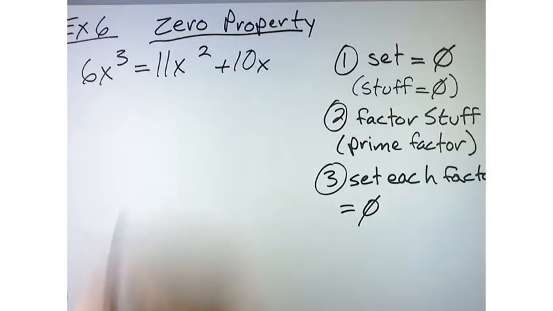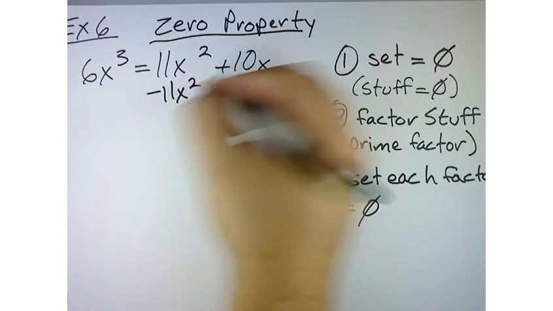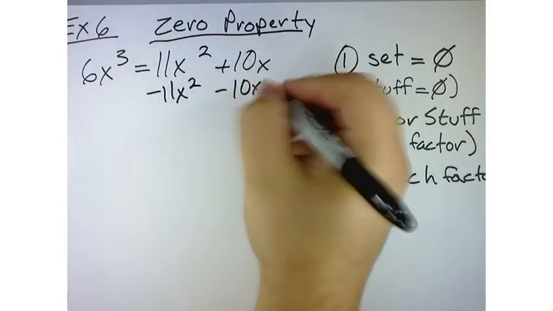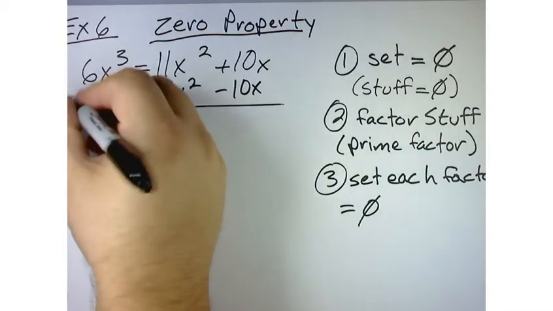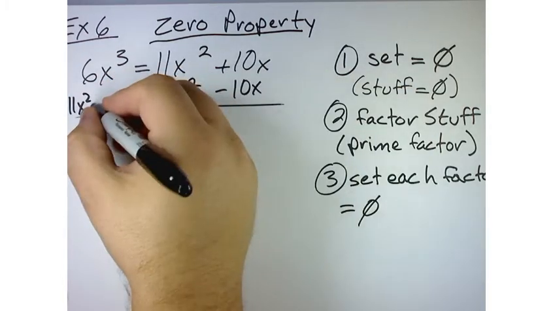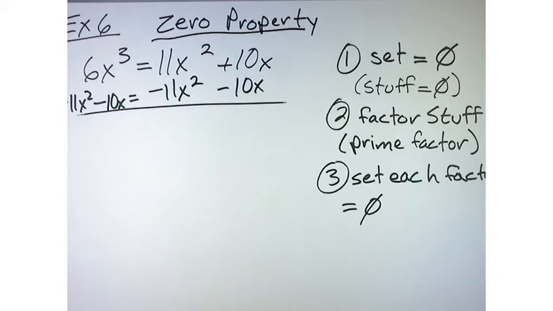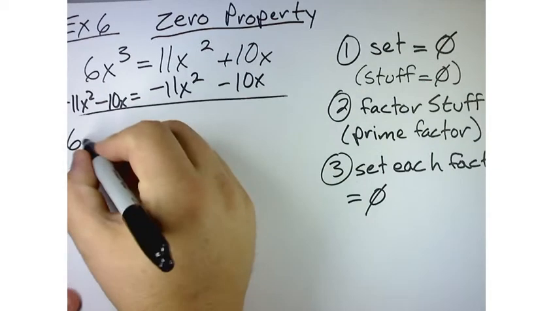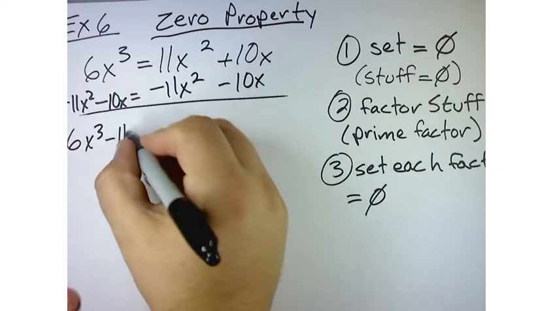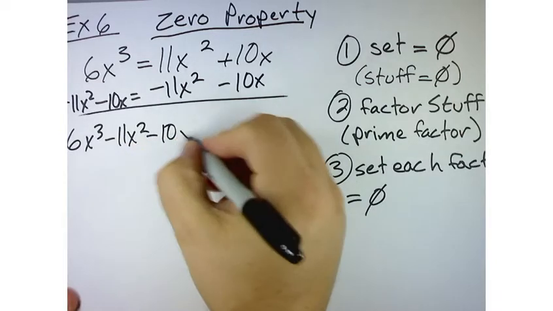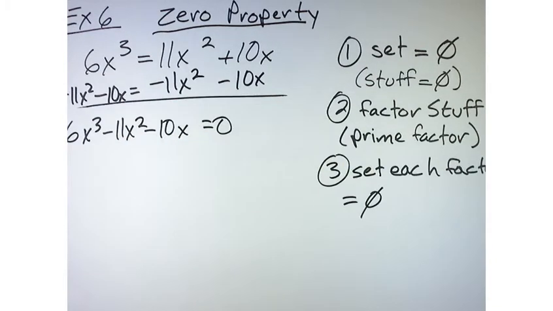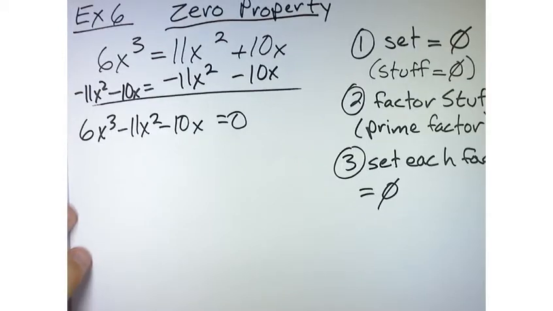So the first step, what do I got to do? Set it equal to 0. So I'm going to minus 11x squared here, and minus 10x here. Whatever I do on one side, I've got to do to the other. Now, can I subtract that 11x squared from the 6x cubed? No, they're not like terms. They have x's, but they're completely different, right? So this is 6x cubed minus 11x squared minus 10x is equal to 0. So, done with that one.